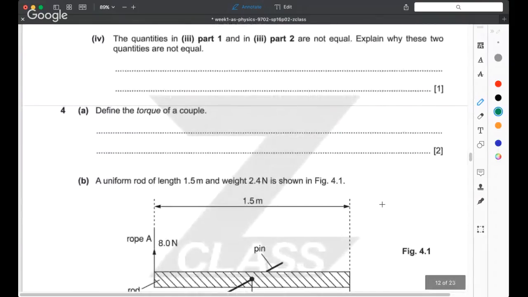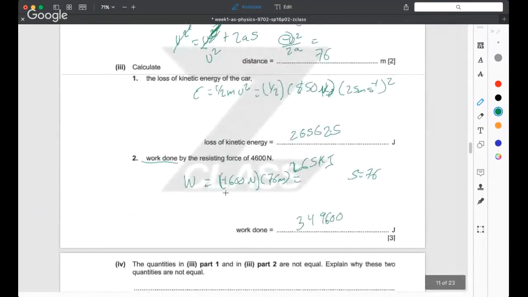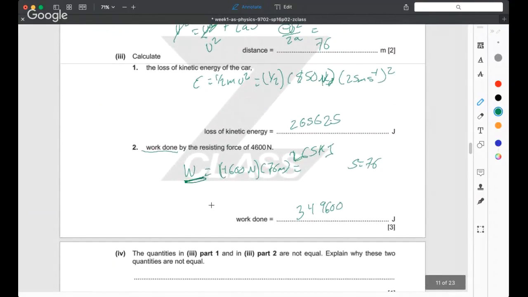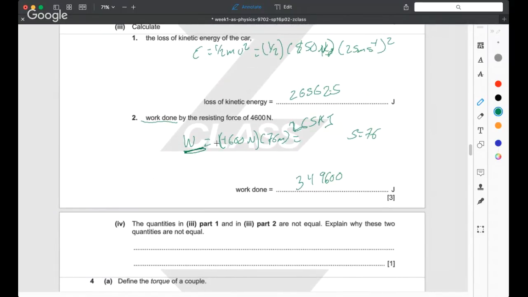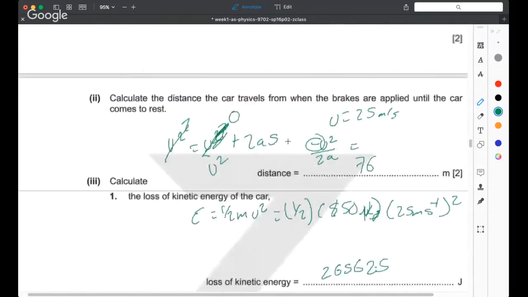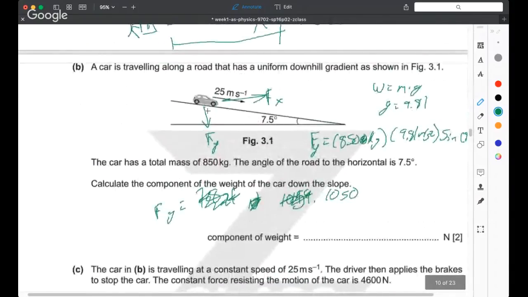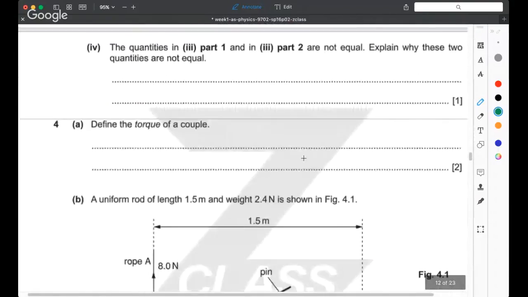Okay. So why are they not equal? The difference of the two is the loss in potential energy. Yeah, because this work done is the total energy you're applying. This is just the kinetic energy given by the velocity of the car. But you also have this component, which you never used. If you add up the potential energy.